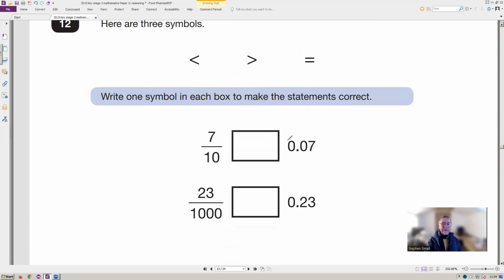7/10 is bigger than 7/100. This is the hundredths column. So 7/10 is bigger than that one. 23 thousandths is less than 23 hundredths. So it's less than.